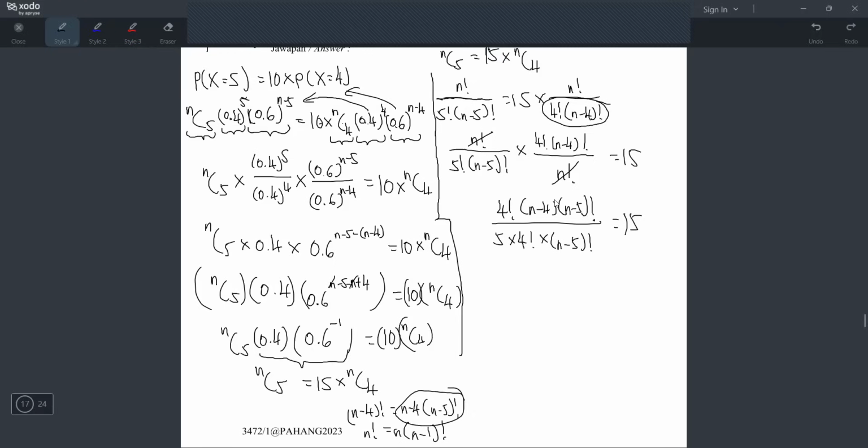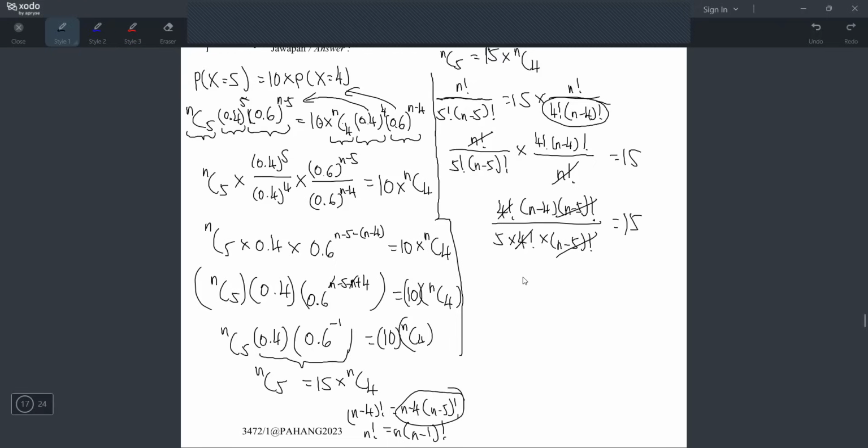Now you can understand. But why do I want to write like this? Because I know I can cancel. I can cancel, you see? Because below also has (n minus 5) factorial. That's why I purposely write like this. Then why did I change 5 factorial to 5 times 4 factorial? Because we can cancel. Because I saw above there is 4 factorial. That's why 5 factorial is actually 5 times (5 minus 1) factorial, which is 5 times 4 factorial.